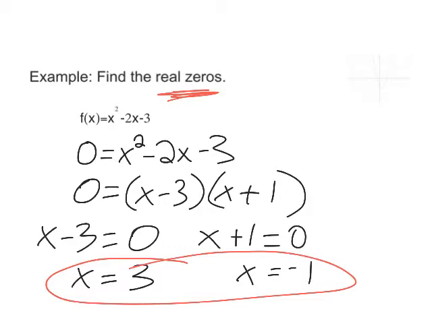Now I want to show you something kind of neat. Let's look at the graph of f of x and compare it to the zeros that we just found. I'll pull it down here where we can see it.